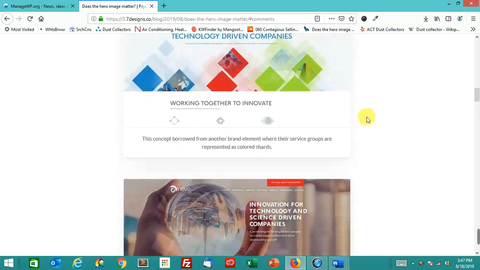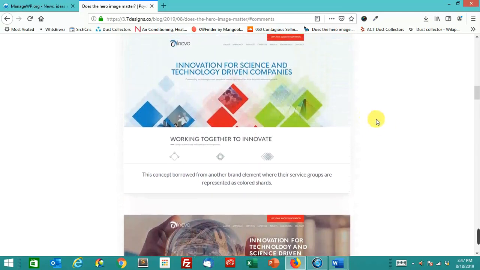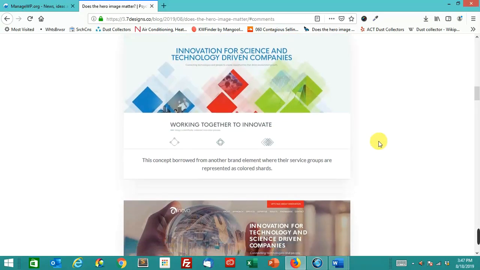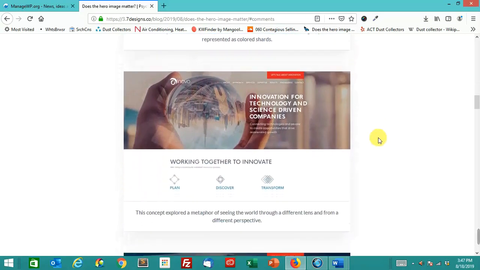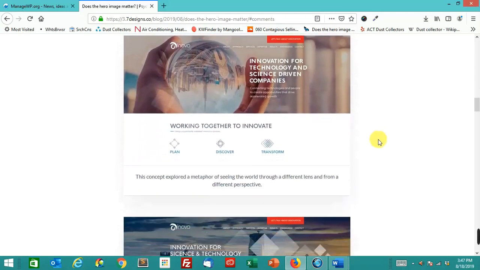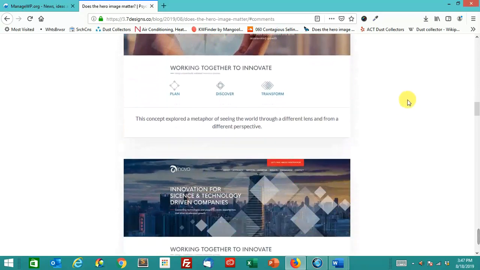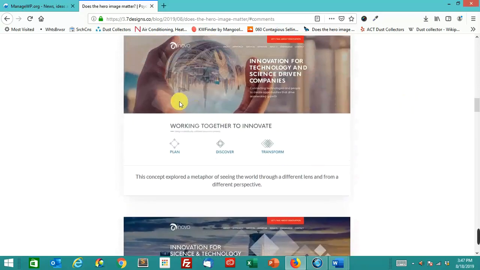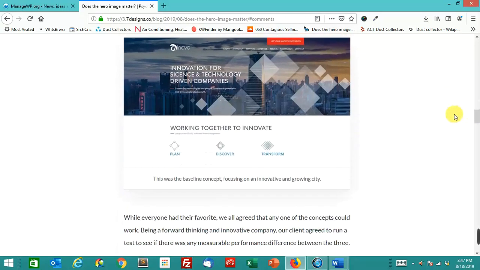Okay, so I guess there's an explanation here. This is talking about the brand elements, and the colors are different service groups. I would have never known that. This one is talking about a metaphor of seeing the world through a different lens and different perspective. Well, I guess there are little squares here. I guess I didn't notice them before, but they're there. And then this one was the baseline concept, focusing on an innovative and growing city. Okay.